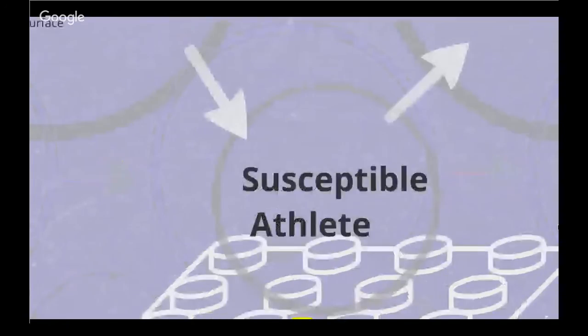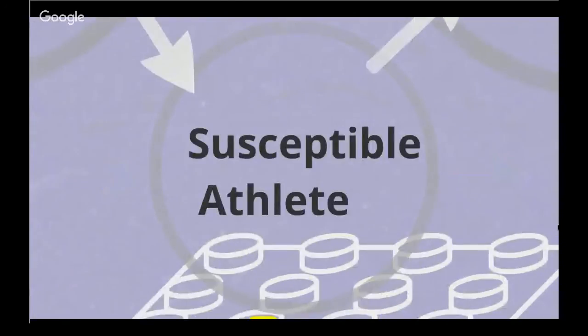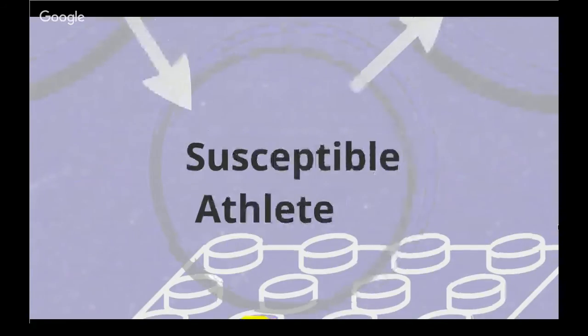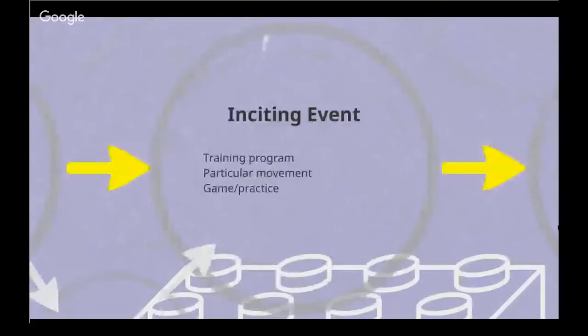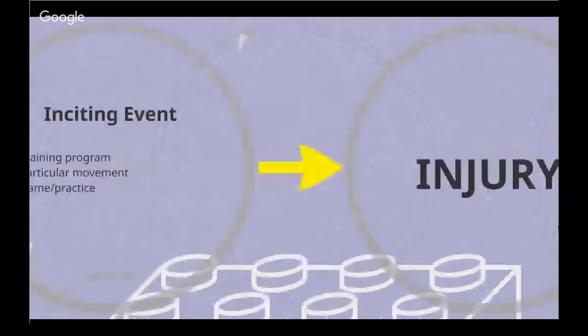But of course, you have to have a susceptible athlete. So even though an ACL injury is more likely on, say, turf, a tennis player won't necessarily be a susceptible athlete. And finally, there has to be an inciting event. A lot of people tend to miss this because they forget that there's a movement or a practice or a game that causes the injury. And then finally, the injury occurs.